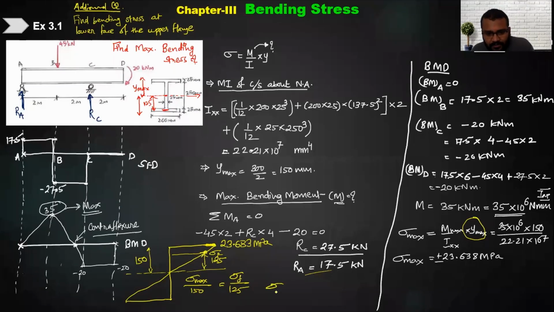How much is the answer then? It will be 125 by 150 multiplied by 23.683. The answer is 19.73 MPa. Got it? Has everybody understood this? Yes, sir.